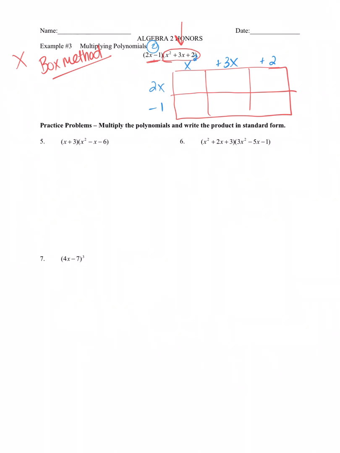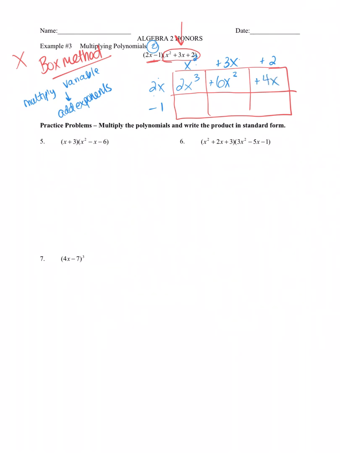Okay, so in this first box, we are going to multiply 2x times x squared, and we are going to get 2x cubed. Okay, you have to remember to add your exponents. So when you multiply variables, you have to add the exponents. Okay? So 2x times x squared gives me 2x cubed. Then I'm going to multiply 2x times 3x and get 6x squared. Then I'm going to multiply 2x times 2, and this gives me a positive 4x.